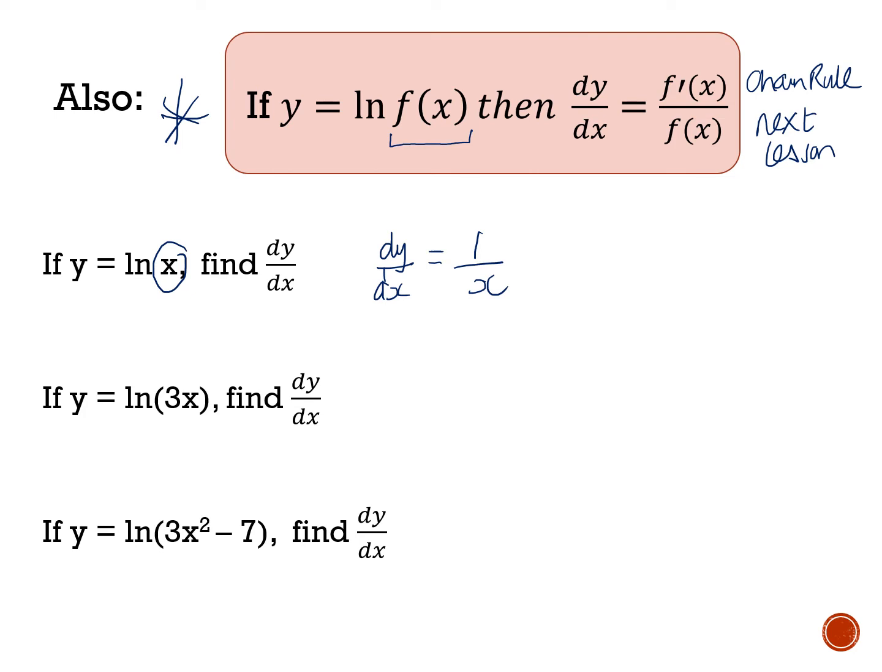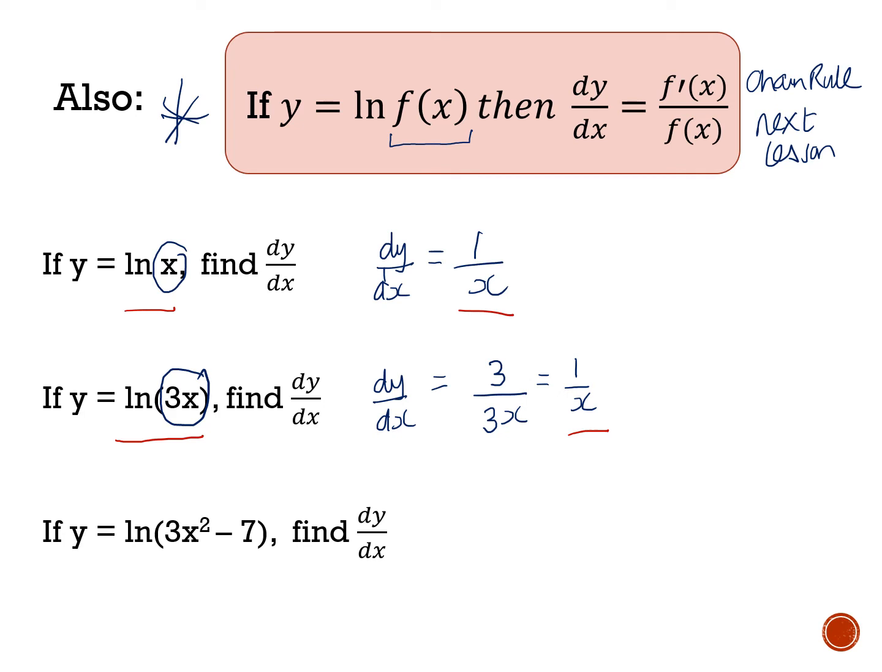Let's do this more complicated one then. Okay, so remember what the rule is. This is my f of x here, so I differentiate it and I put it on the top. If I differentiate 3x, I get 3, and I put the function itself on the bottom. Now, look what happens. The 3's cancel and I get 1 over x. That's interesting. So the derivative of ln of 3x is exactly the same as the derivative of ln of x.